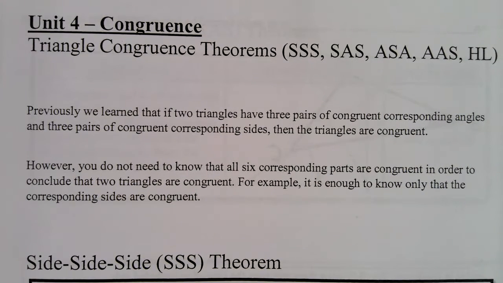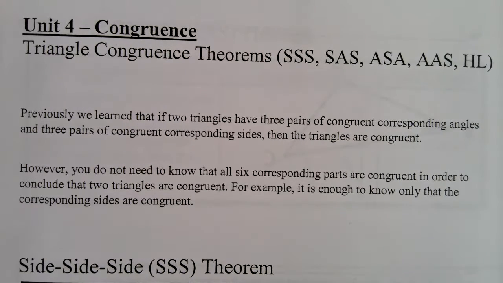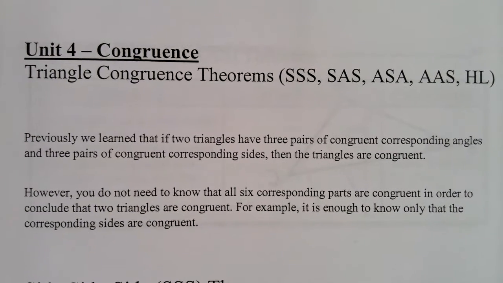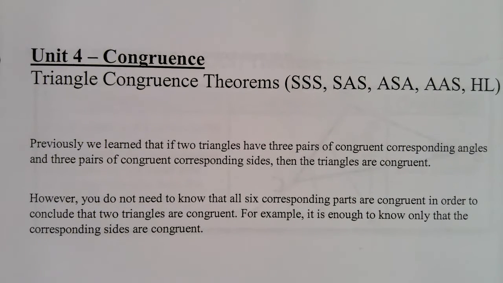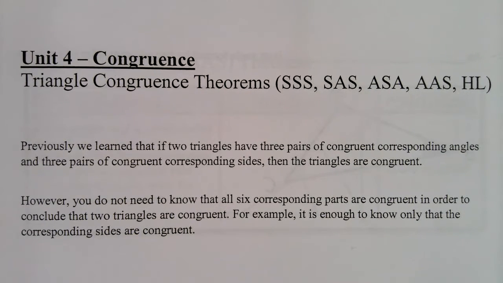All right, so this is the next lesson in geometry. The lesson is called Triangle Congruence Theorems, and there's 5 of them that we're going to talk about today. Previously, in the last lesson, we learned that if 2 triangles have 3 pairs of congruent corresponding angles and 3 pairs of congruent corresponding sides, then the 2 triangles are congruent. So you have to know 6 things to prove the triangles are congruent. But now we're going to do some shortcuts, okay?